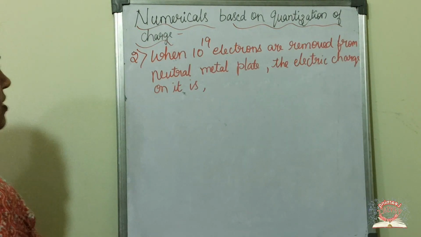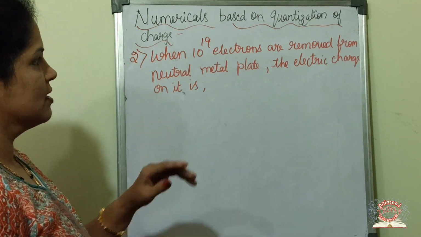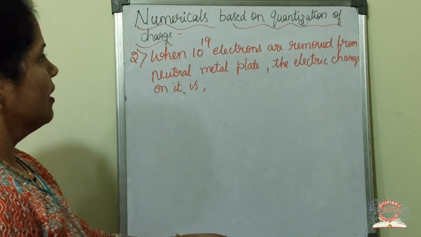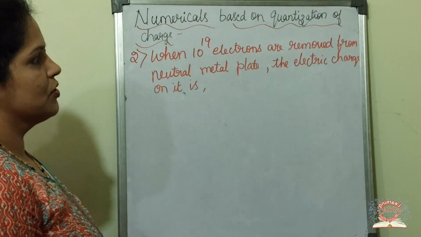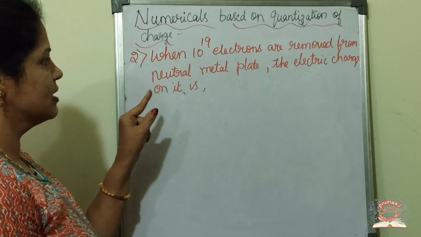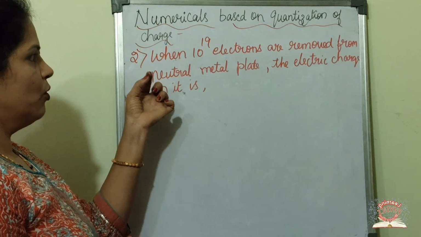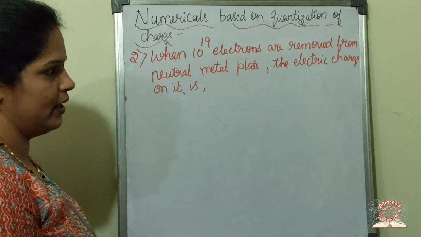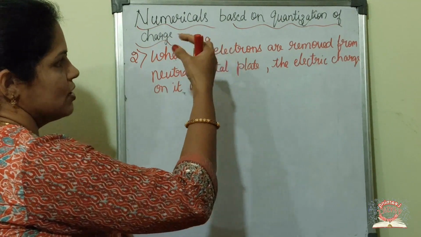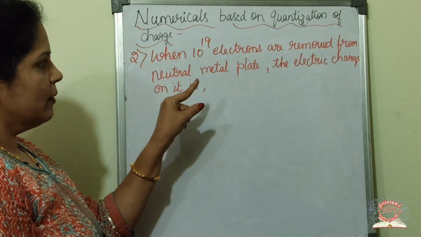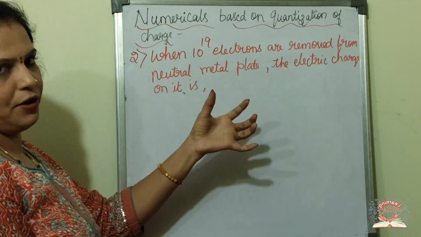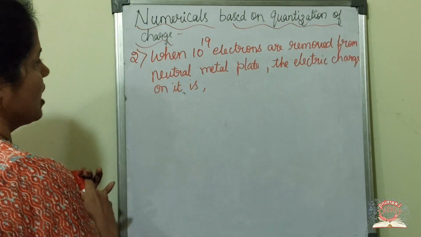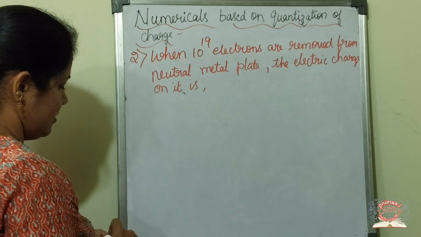Okay. Yes students, here there is one more question. It is also very simple. You can expect this in CET or in MCQ. If you remove 10 power 19 electrons from a neutral metal plate, then what is the charge on it? We know that if you remove or add some charges, then that metal plate, that body becomes a charged body, right? If 10 to the power 19 electrons are removed, then the body becomes positive because it has a deficit of electrons, and hence we are expecting positive charge on that plate. Okay. So what is the charge? How to calculate?